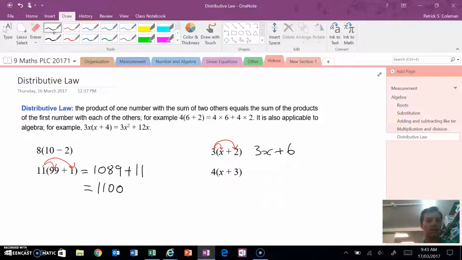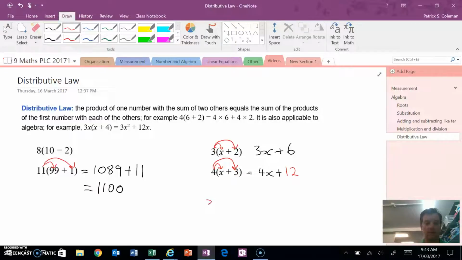Let's go and have a look at the next one. So we've got 4 times x equals 4x. I'm going to put the plus straight in there because we can see that it's plus. And then 4 times 3 is 12. Okay, so that's how we expand the brackets.